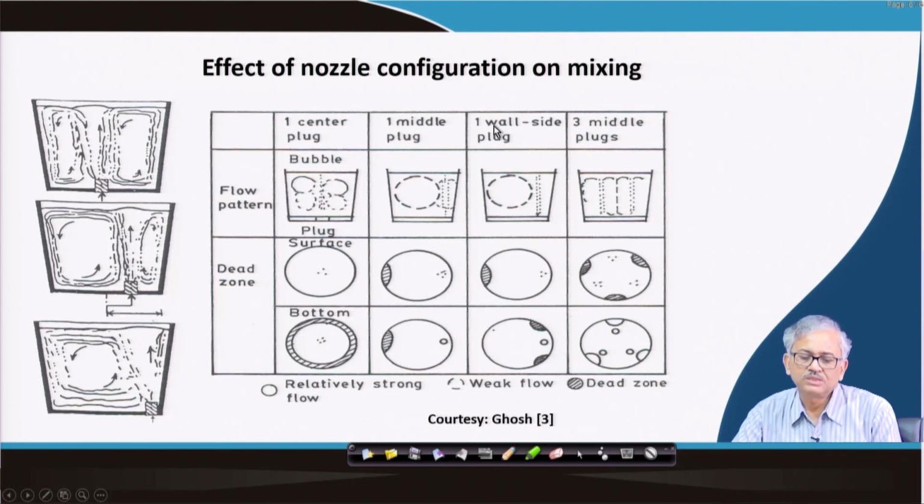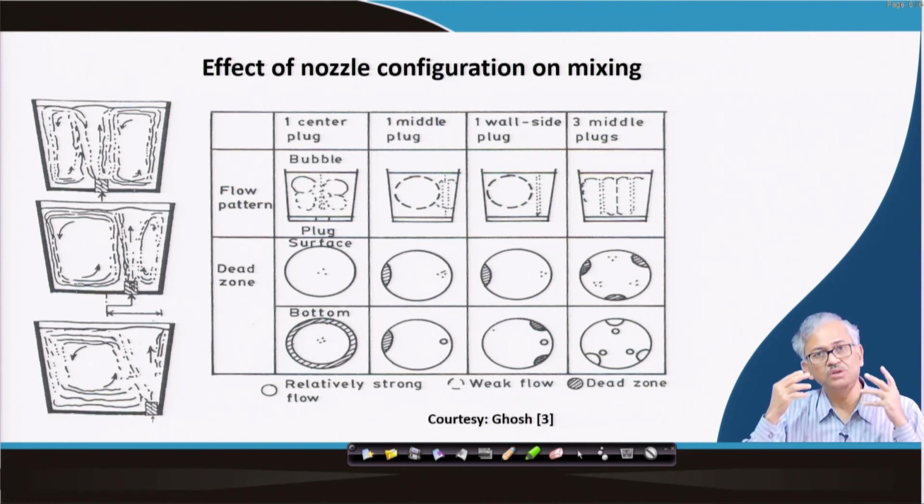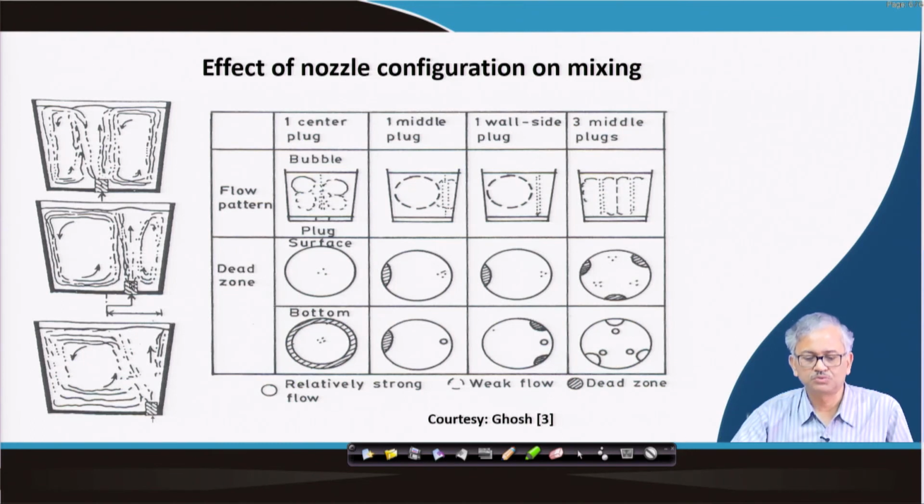And for the wall side plug also, you can find the dead zone is maybe better than the centric plug, but it is not as good as the one middle plug. So if the one middle plug gives the smaller dead zone, why should I go for the one side wall plug? In the side wall plug case, the intensity of mixing will also be less compared to this. That's why eccentric purging is the second configuration. This configuration is widely used in the industry. One eccentric purging gives a smaller dead zone and more uniform kinetic energy distribution.